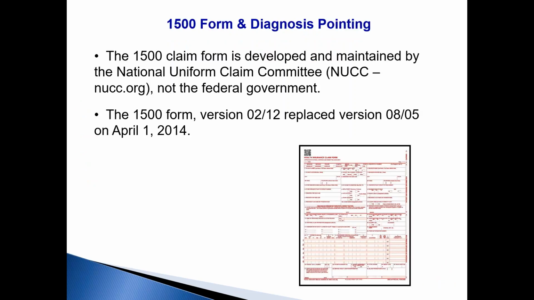So now let's talk a little bit about the 1500 form. Although many people think it's a federal government type form and it's regulated by the federal government, it's not. It's maintained by a company called the National Uniform Claim Committee, NUCC. The website is nucc.org, and some of the information that I'm going to be sharing with you is directly from this company. A lot of the information on the 1500 form comes directly from this organization.